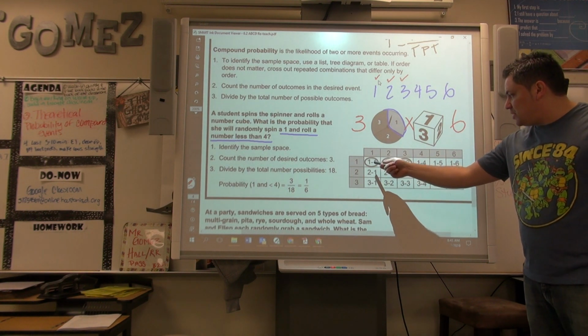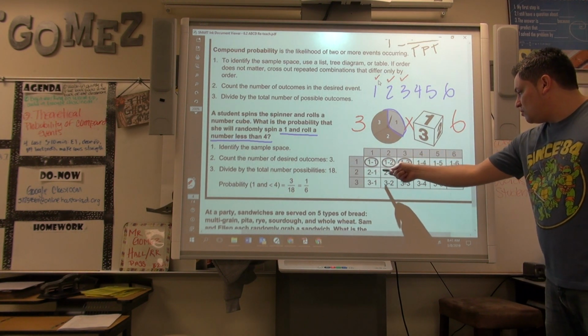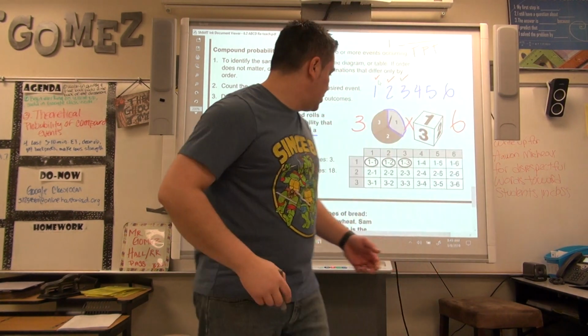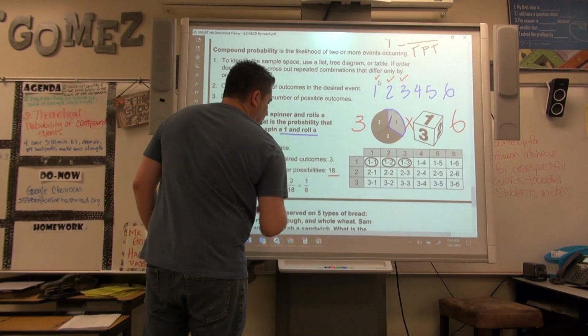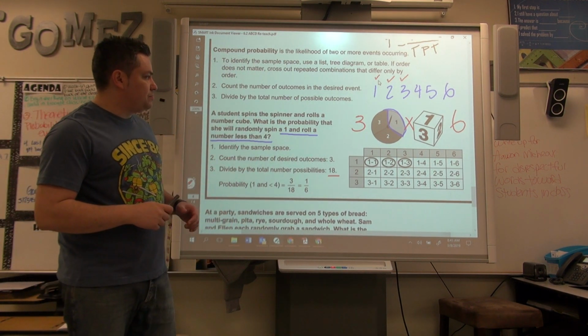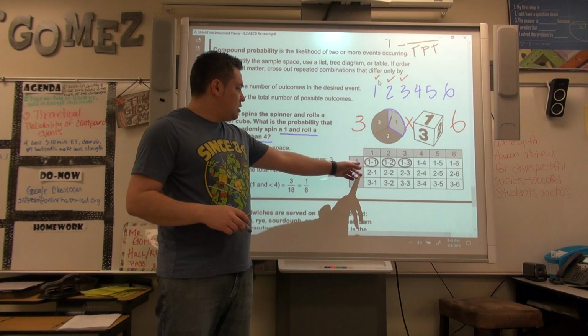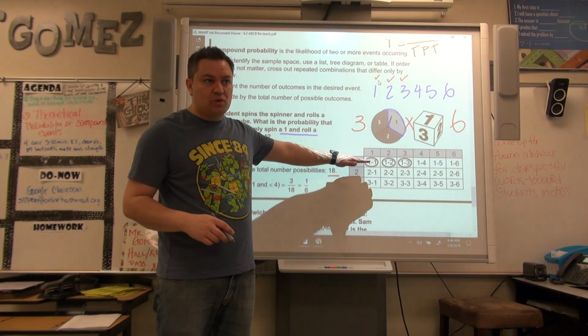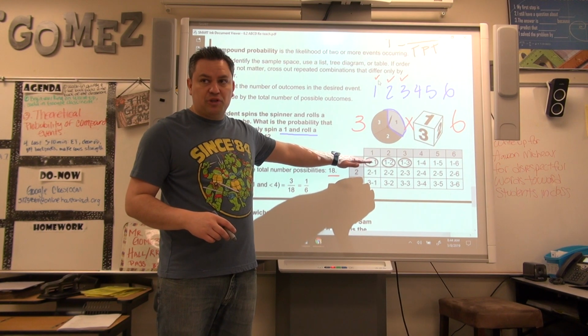And if you don't believe me, look over here. 1 through 6, 1 through 6, 1 through 6. 6 three times is 18, and it's right here. Now, count the number of desired outcomes. What do we want? We want to spin a 1. So that can only happen on the first row, the first row of the spinner.